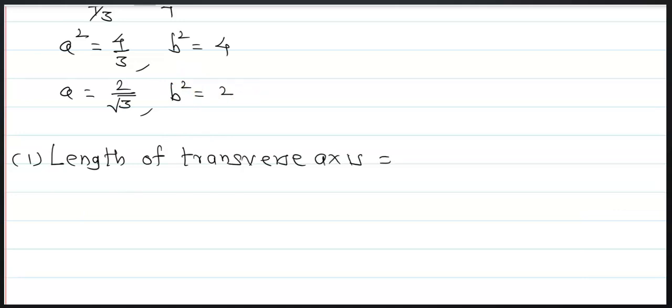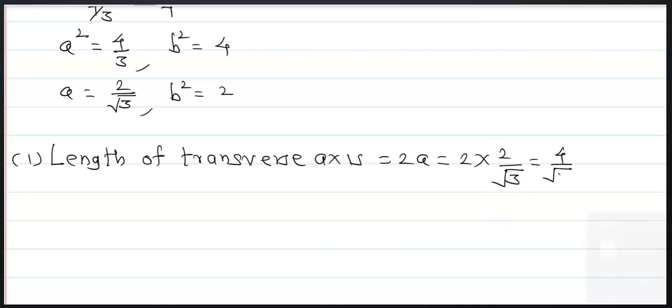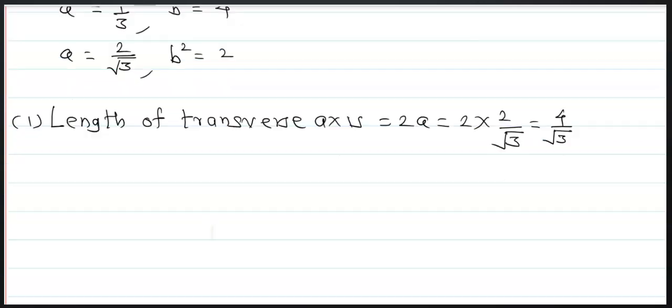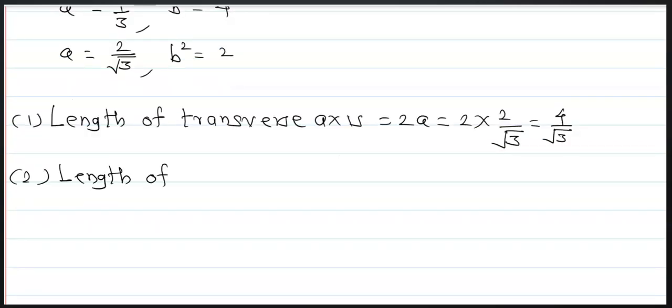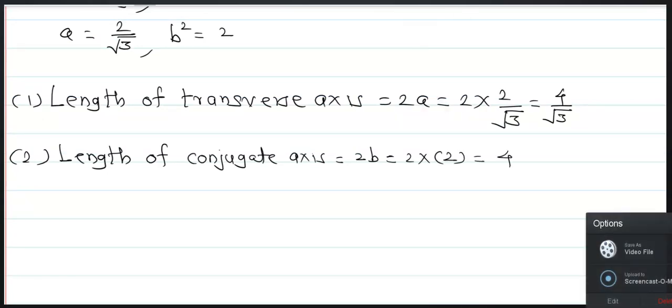Now the length of transverse axis, that is 2 into 2 upon root 3, that is 4 upon root 3. This is the length of the transverse axis. The length of conjugate axis 2b is equal to 2 into 2, that is equal to 4.